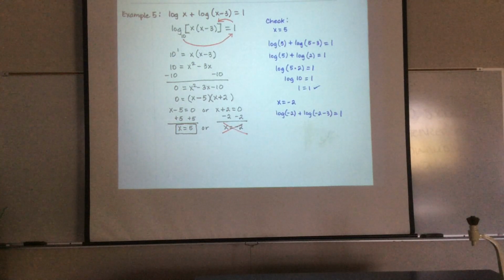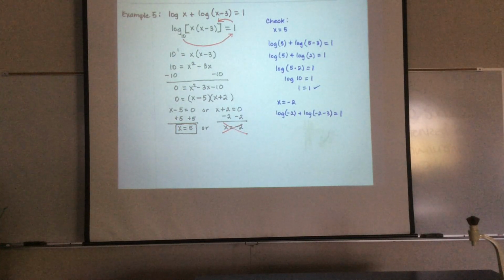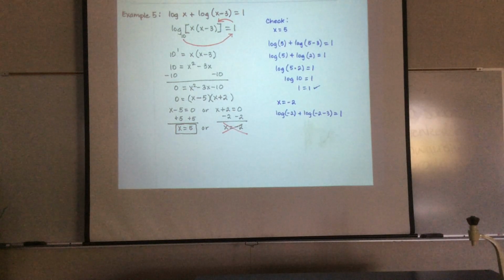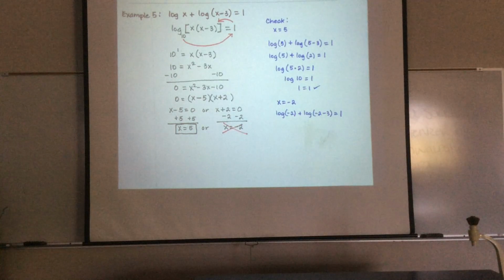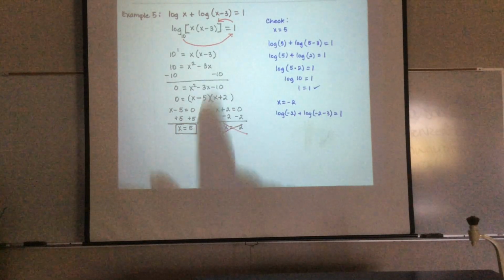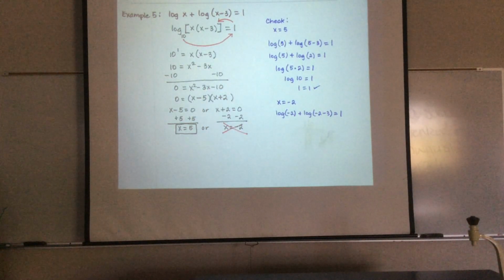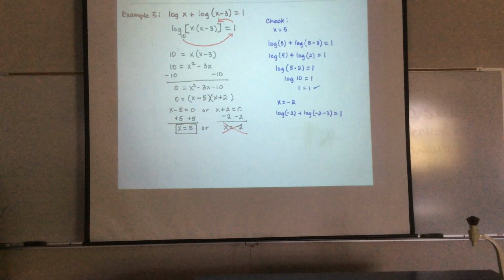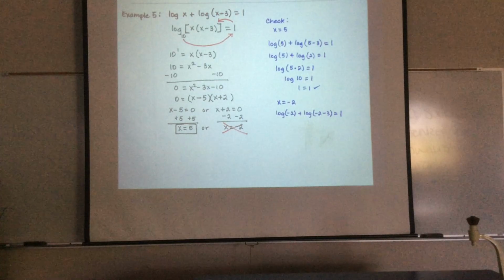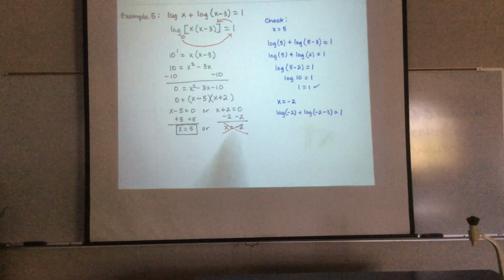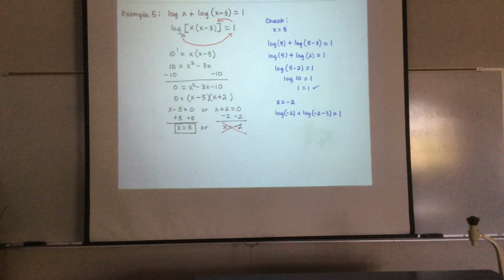Okay. So that was the other example that I wanted to do here, where you have to condense as a single logarithm, convert it to exponential form. Here you're going to have to factor, because it's a quadratic, and then you have to do the check on each one of those. And if you get a false statement, then you have to eliminate that x value.